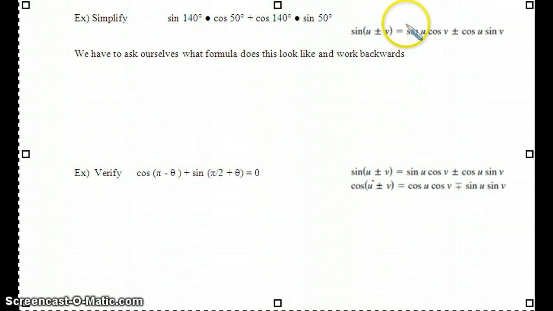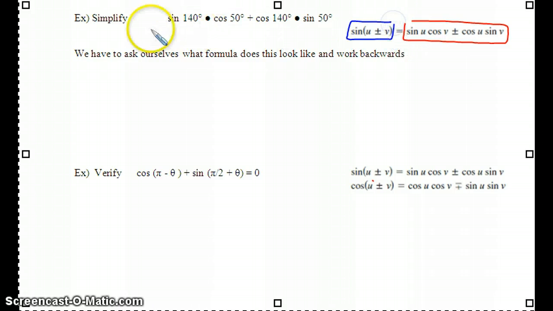We're going to be given this portion of the formula, the sine of some angle times the cosine of some angle plus cosine of some angle times the sine of some angle. So we're given this portion with the plus sign, so that means we're going to use the top one. And we're going to have to figure out this portion of it. So I know my answer is going to be the sine of u, and since I use the plus sign, the top sign, I have to use the plus sign. So that's going to be my answer. I just have to figure out what u and v are.